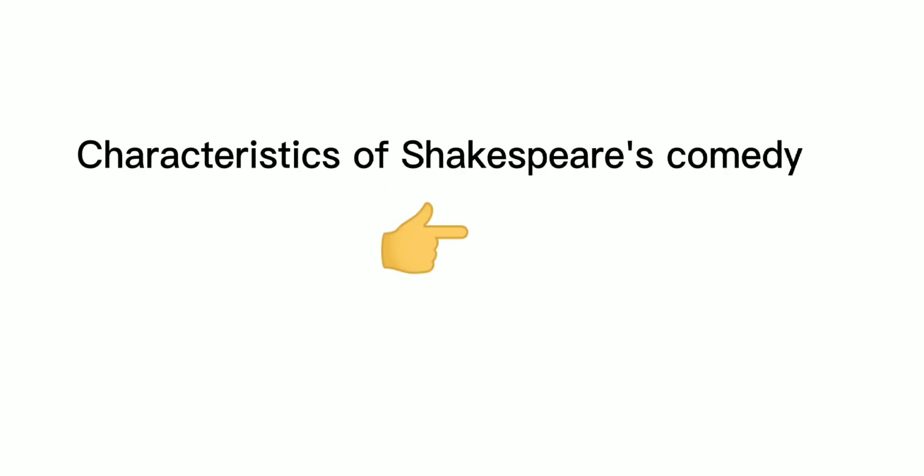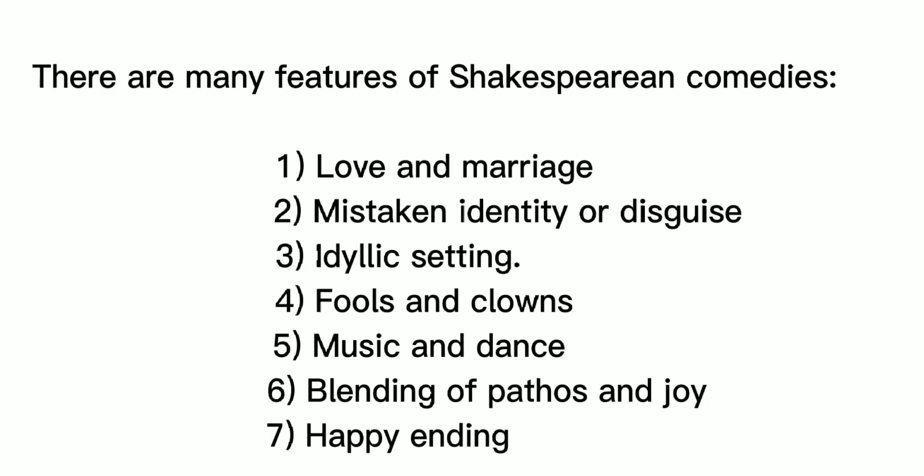Characteristics of Shakespeare's comedy. There are many features of Shakespearean comedies. 1. Love and marriage. 2. Mistaken identity or disguise. 3. Idyllic setting. 4. Fools and clowns. 5. Music and dance. 6. Blending of pathos and joy. 7. Happy ending.